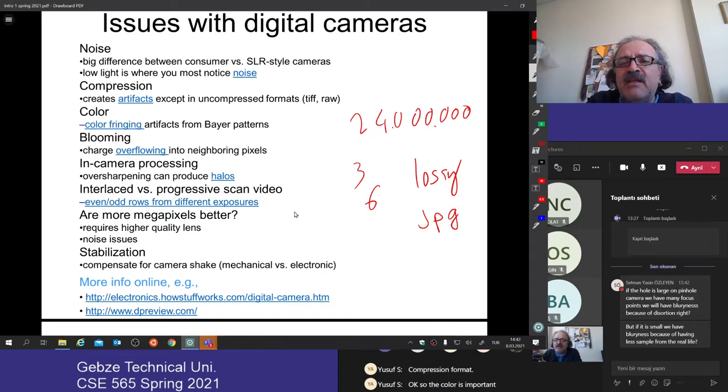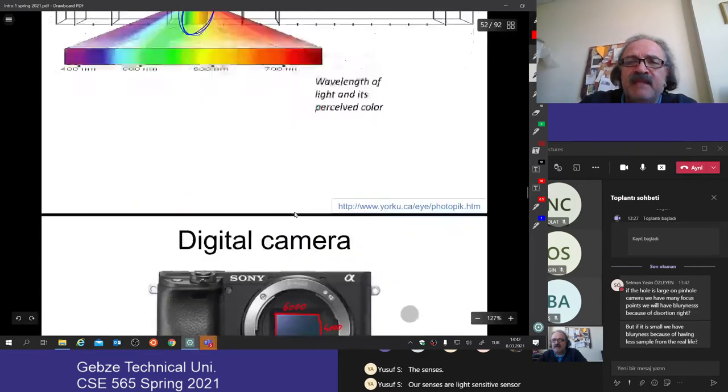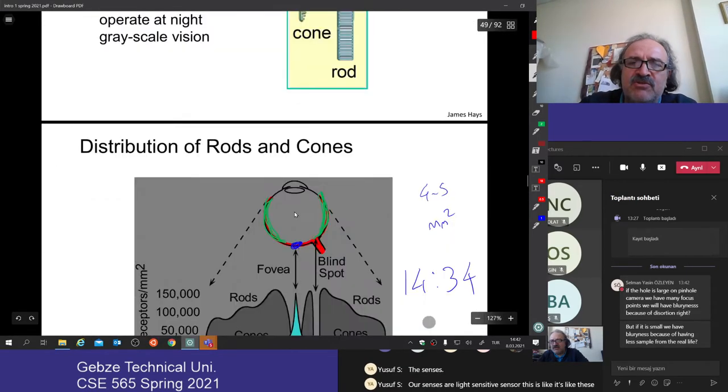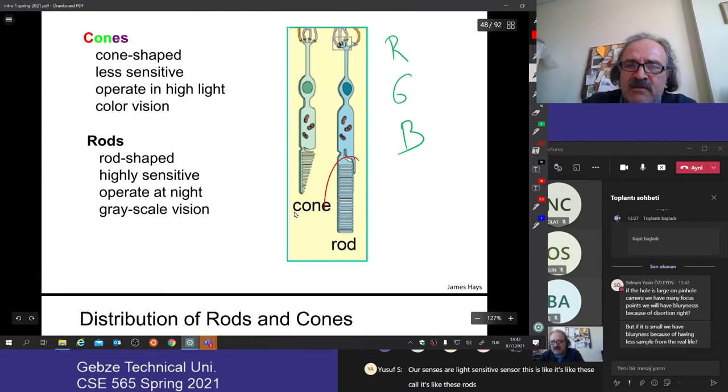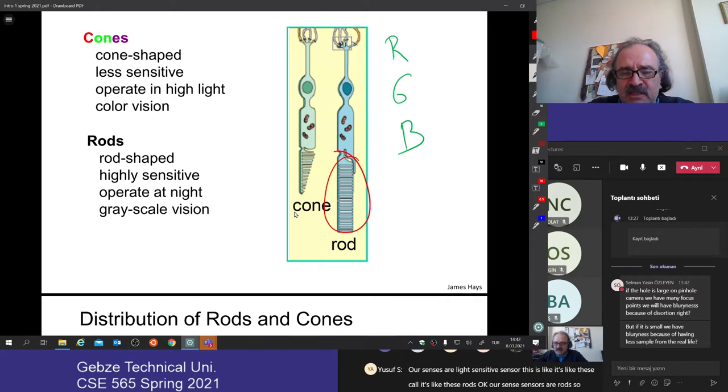Okay, so the color is important. How do we get the color from the cameras? Our cameras don't have R sensitive, G sensitive, B sensitive sensors. Our sensors are light sensitive sensors. It is like these rods. Our sensors are rods. So how do we get the color? We use filters in front of them.